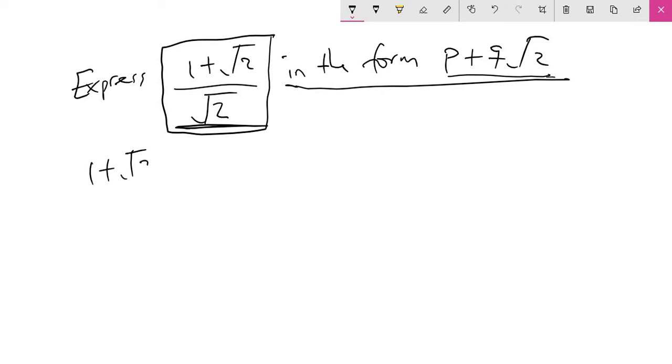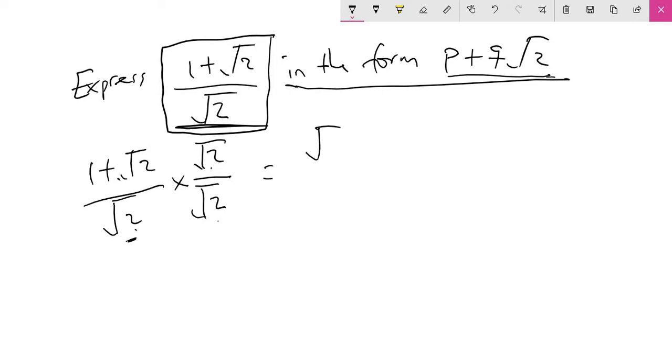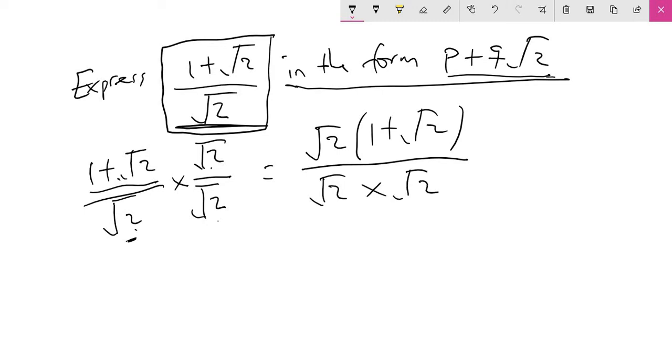So 1 plus root 2 divided by root 2. We multiply the numerator and the denominator by the irrational number in the denominator. Now again, this gives 1, so we didn't really do anything to that fraction, but it allows us to do multiplication. So this gives root 2 times 1 plus root 2, that's root 2 times all of these, divided by root 2 times root 2. We can expand this, so we get root 2 times 1 gives root 2, plus root 2 times root 2 gives 2, divided by root 2 times root 2 which also gives 2.